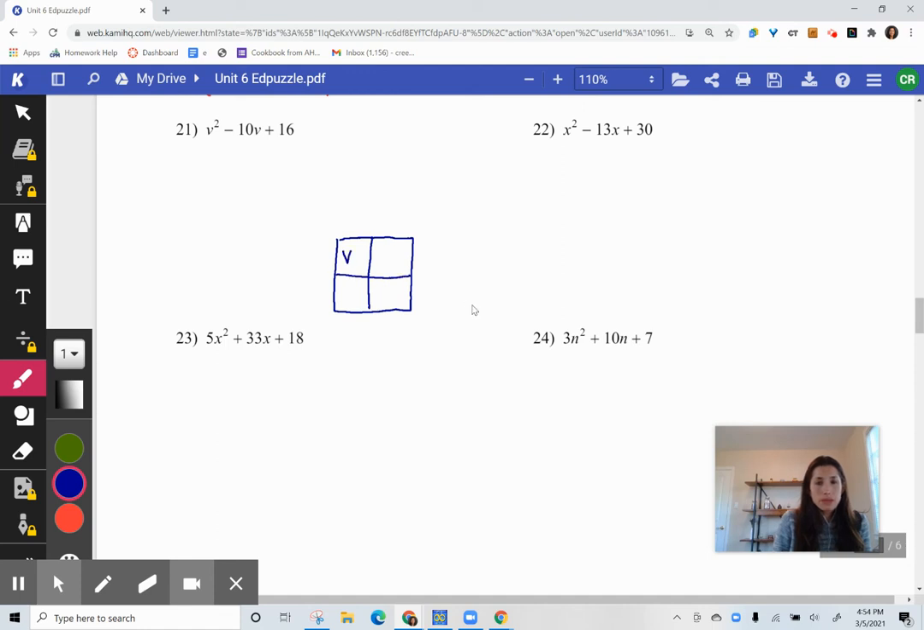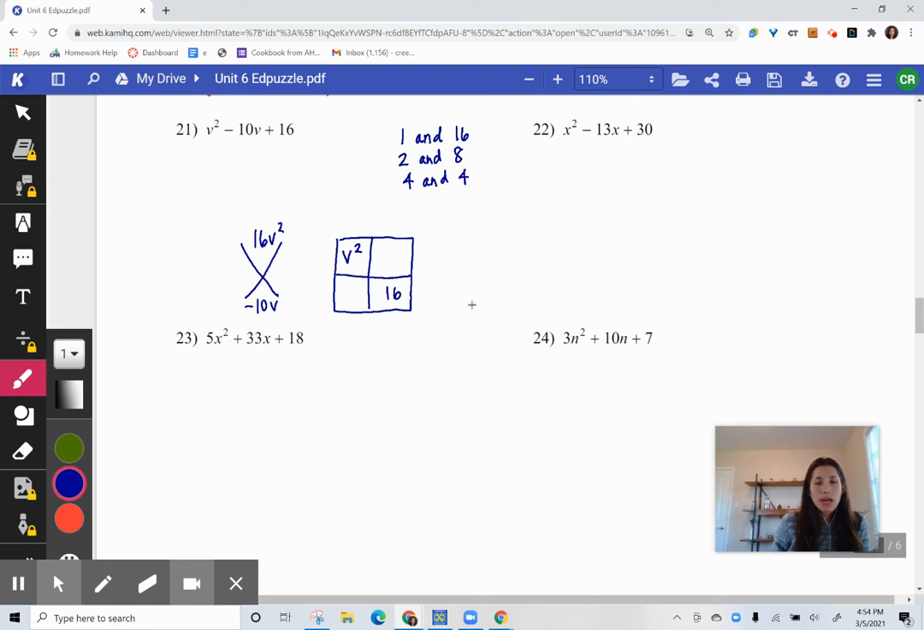So we've got v squared, we've got 16, and then we're going to multiply those. That goes to the top of the diamond. Negative 10v goes to the bottom. Now I'm looking for numbers that multiply to 16. So 1 and 16, 2 and 8, 3 doesn't go in, 4 and 4 times 4 does. And that is it. No other numbers multiply to make 16 that are whole numbers.